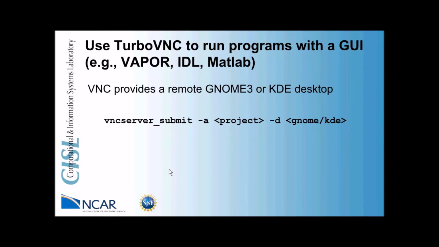The way that you specify this, we have this VNC server submit script. We've had this for a while. You can specify your project code to it, just like with the execdav. And then you can specify the type of desktop you want. Right now, it's GNOME or KDE. So does that have a default? Yeah, it defaults to GNOME. KDE would be an option if you don't want to use GNOME, but GNOME is where it'll default.